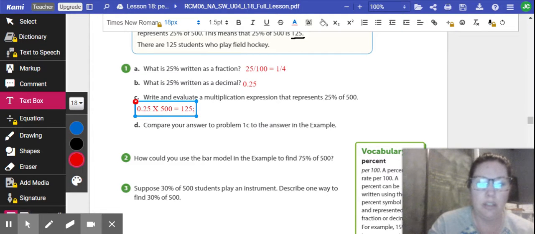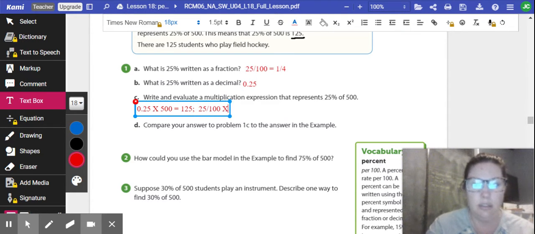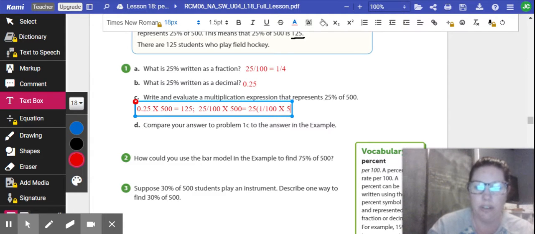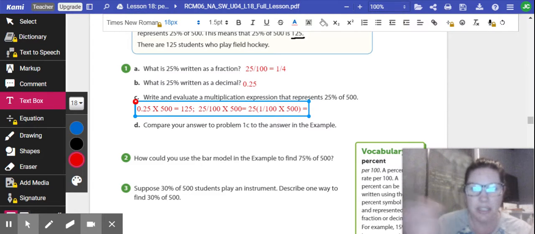So another way to do this is where I showed you yesterday, that we could do it as 25 over 100 times 500, because it's out of 500 students, okay? And then that would be the same thing. Let's go ahead and start that process. It would be 25 times 1 over 100 times 500, which is the same thing. I'm just solving this in a horizontal pattern here.